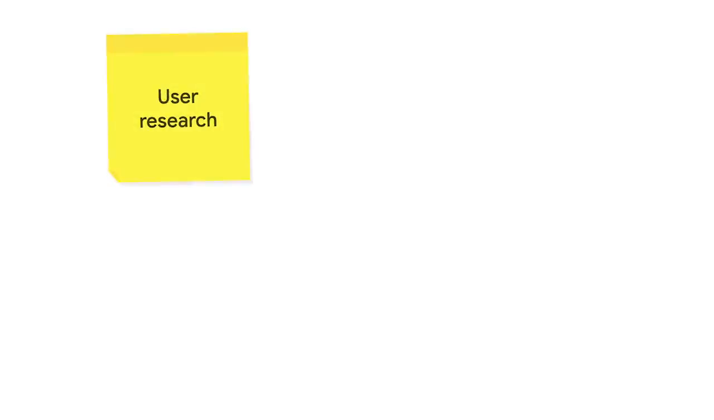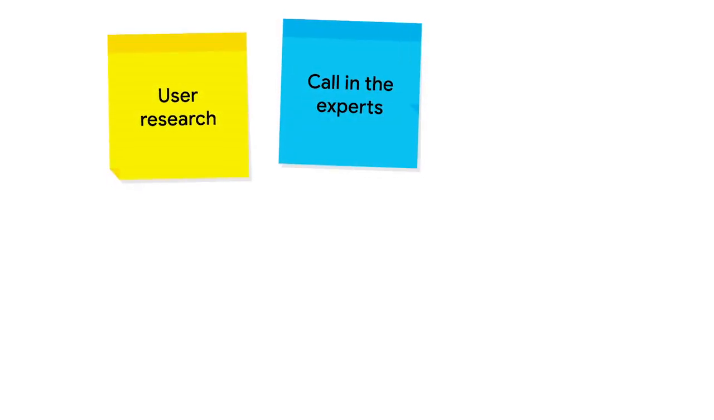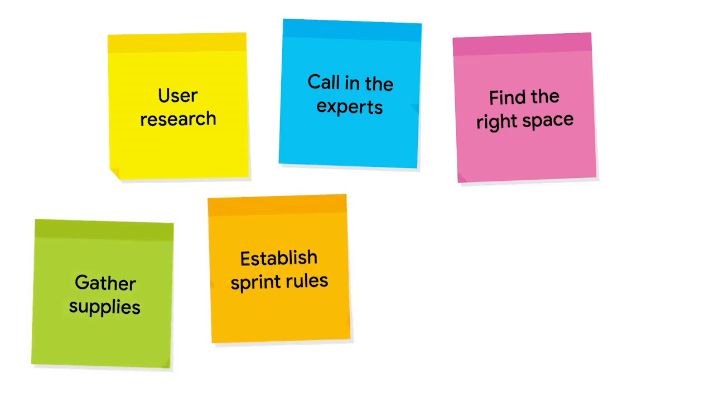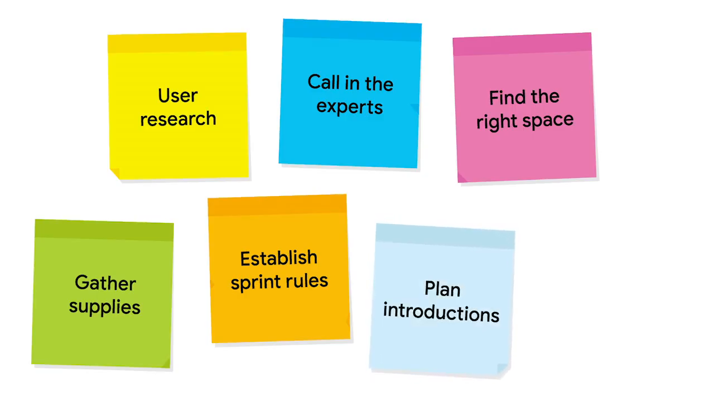So you've done your research, called in the experts, found the right space, gathered supplies, and established your sprint rules. What's next? Step 6 is planning introductions. This can be pretty important since sprints involve cross-functional teams that may have never met before. We all know icebreakers can be a little cheesy, but they're still a great way to help your team get comfortable with each other. Plus, choosing icebreakers that are relevant to your sprint can motivate your team and put them in the right mindset.